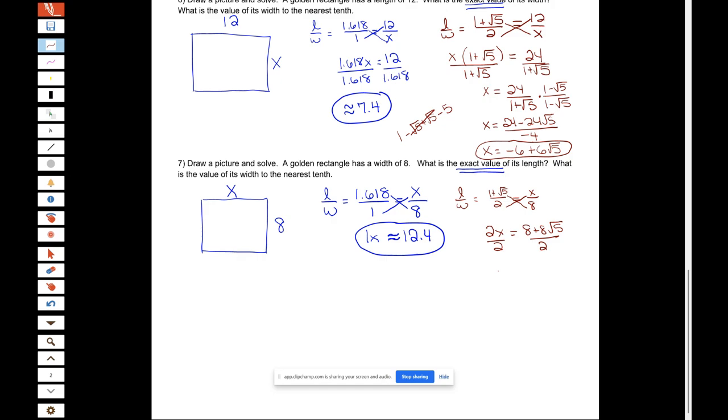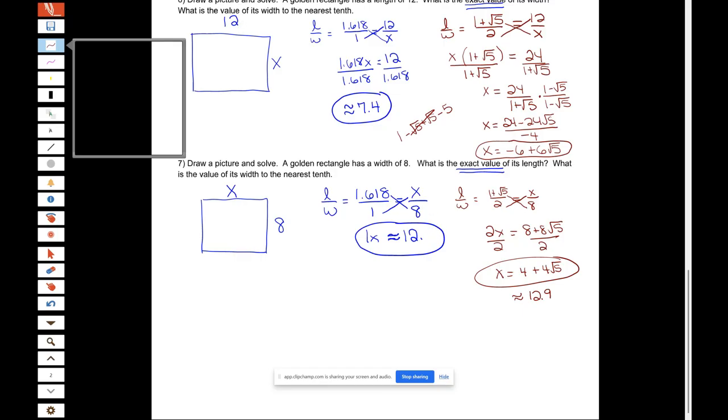So I just divide both sides by 2, and I get 8 over 2 is 4, so 4 plus 4 root 5. If you check your decimal values, this does equal approximately 12.9. It was 12.944, and I accidentally wrote a 4 instead of a 9 right there. All right, and I can do the same thing for the one above it. If I do negative 6 plus 6 root 5, I can see that it equals about 7.4 on my calculator.